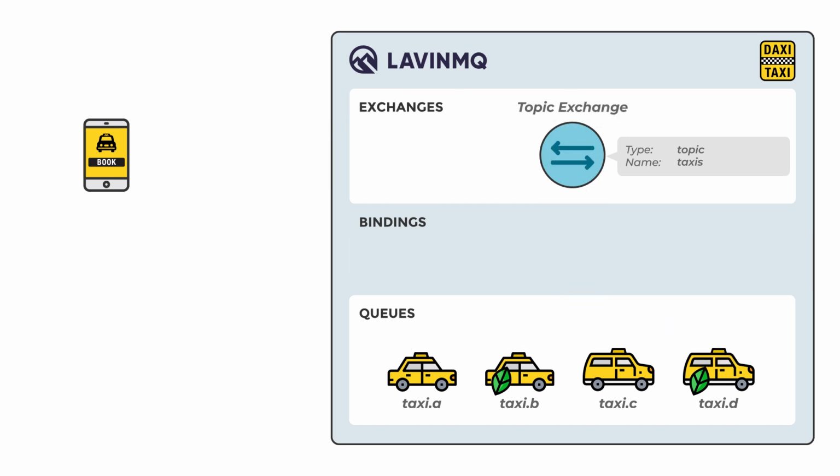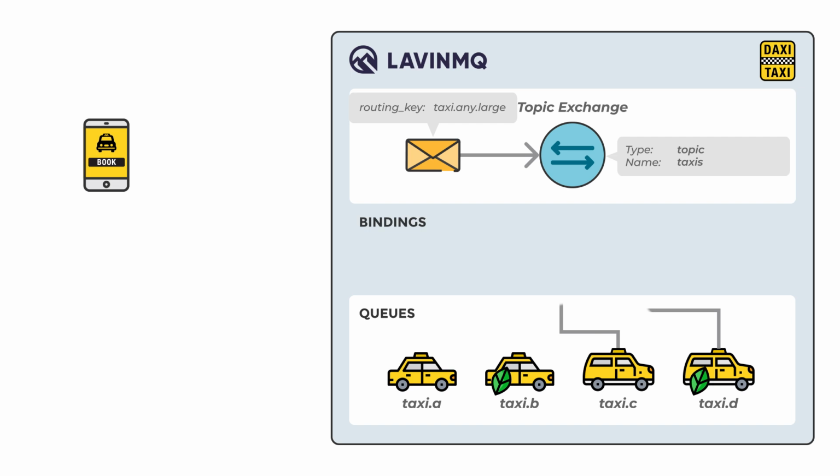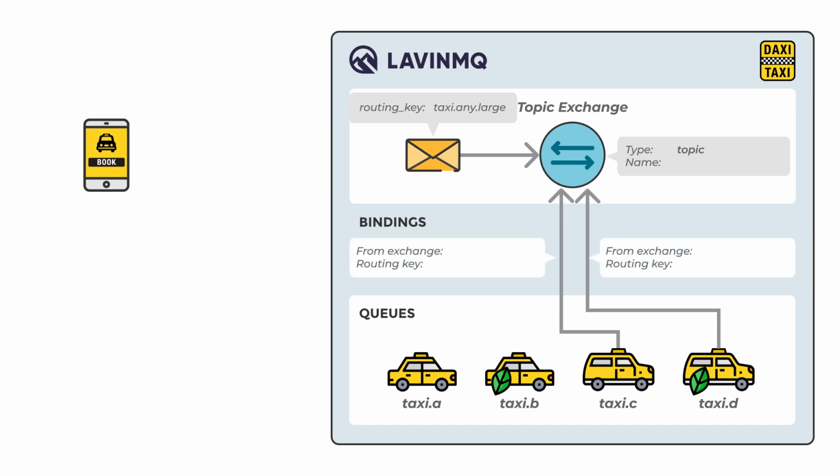The topic exchange supports strict routing key matching, like a direct exchange, but will also perform wildcard matching using star and hash as placeholders. In another example, a customer orders a large taxi but does not care about the taxi type. The topic exchange routes this message to all taxis bound as a large taxi.